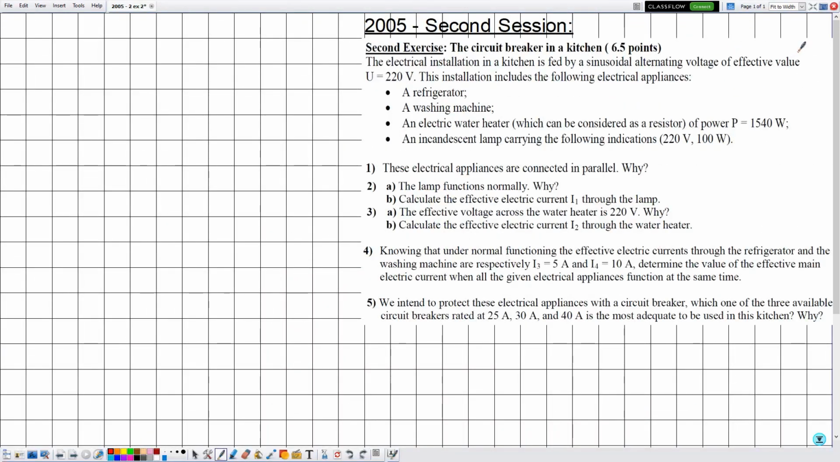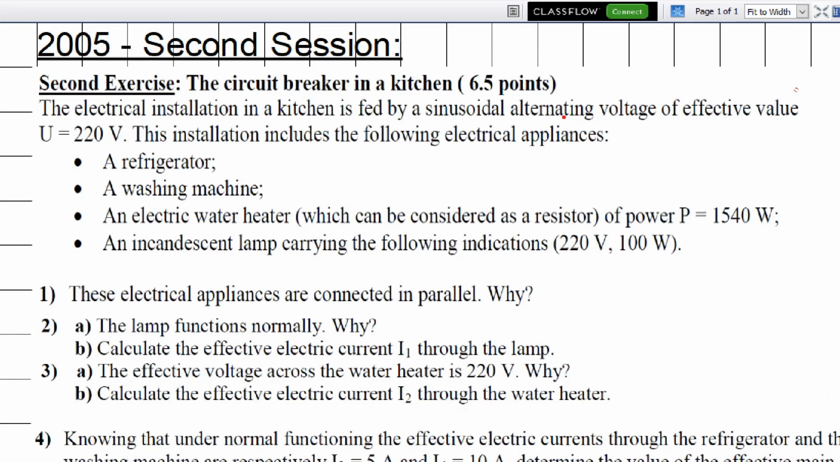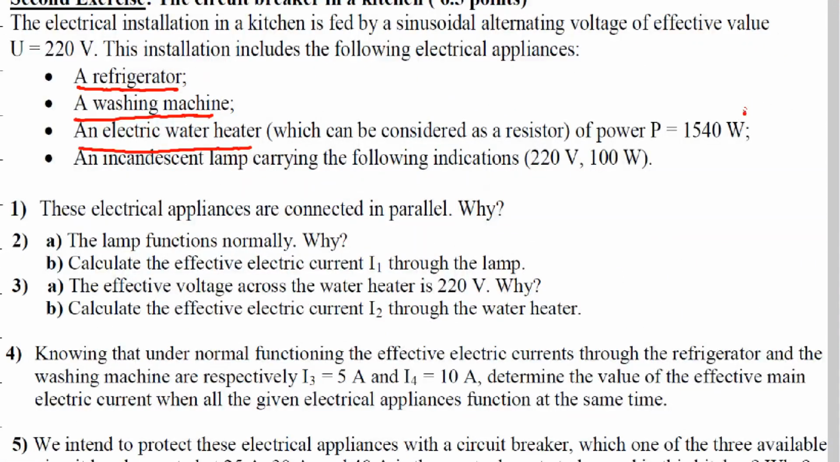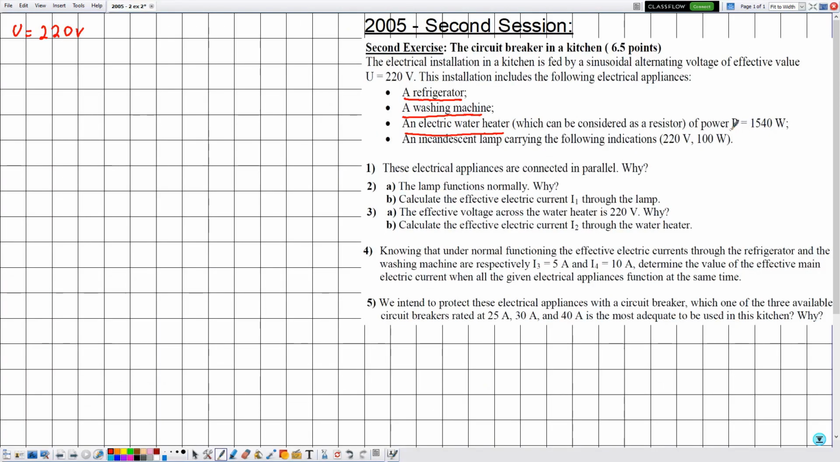The electrical installation in a kitchen is fed by a sinusoidal alternating voltage of effective value equal to 220 volts. Then the applied voltage, which is considered to be the effective voltage, is given by U equal to 220 volts. This installation includes the following electric appliances: a refrigerator, a washing machine, an electric water heater, which can be considered as a resistor of power P equal to 1540 watts, and an incandescent lamp carrying the following indications: 220 volts and 100 watts. Number 1.